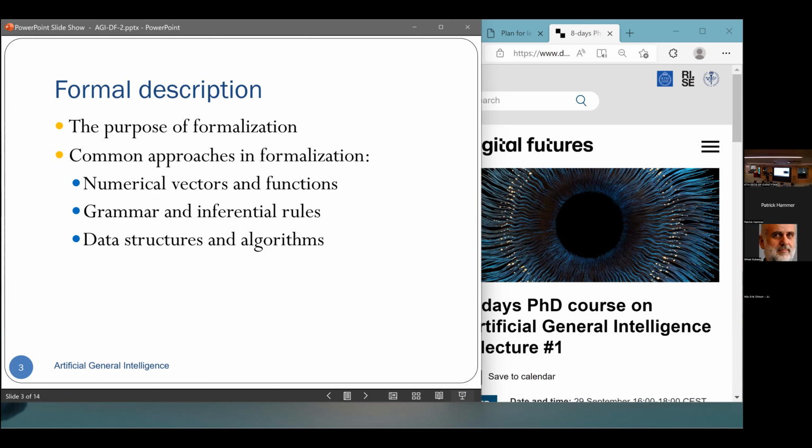Here are what I see as the three most important traditions currently in the field of formalization or symbolization. The first one actually starts from physics. That's sometimes called the dynamic system tradition, which is currently mostly used; for example, almost all neural networks are described in this way.